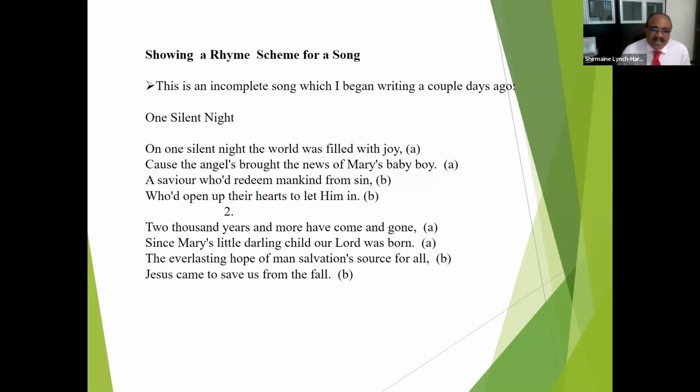On one silent night, the world was filled with joy. 'Cause the angels brought the news of Mary's baby boy, a savior who redeemed mankind from sin, who would open up their hearts to let him in.